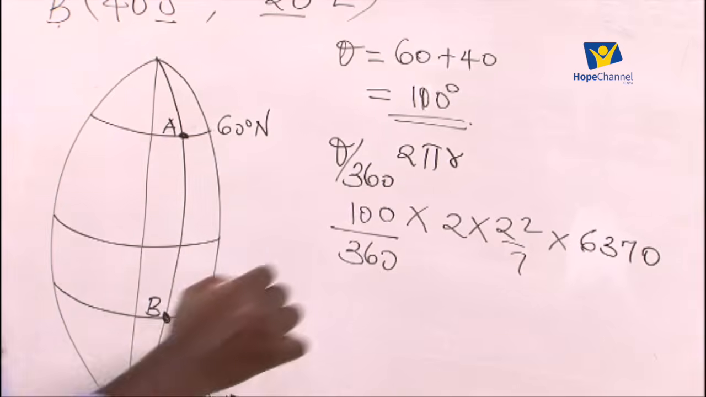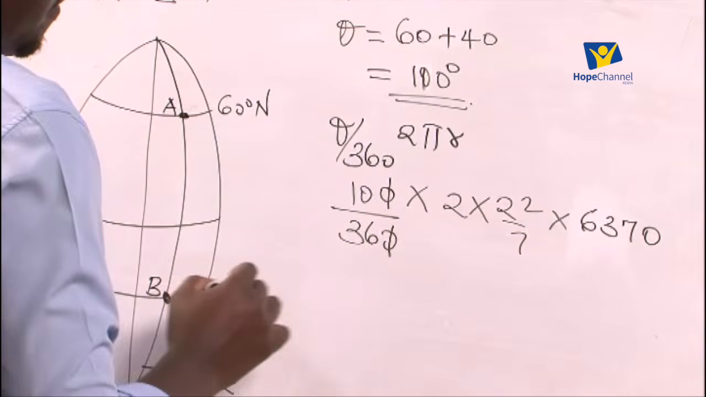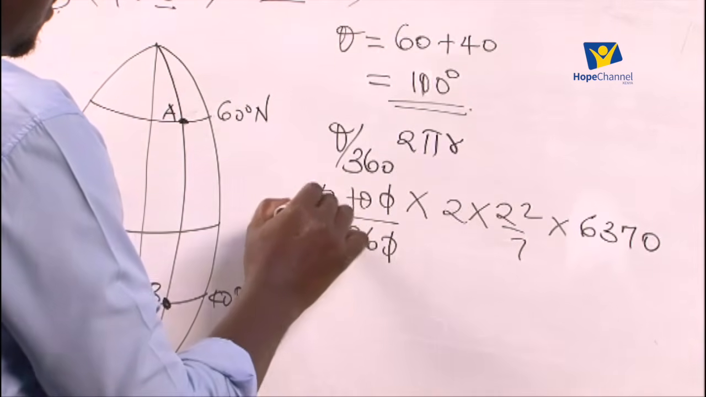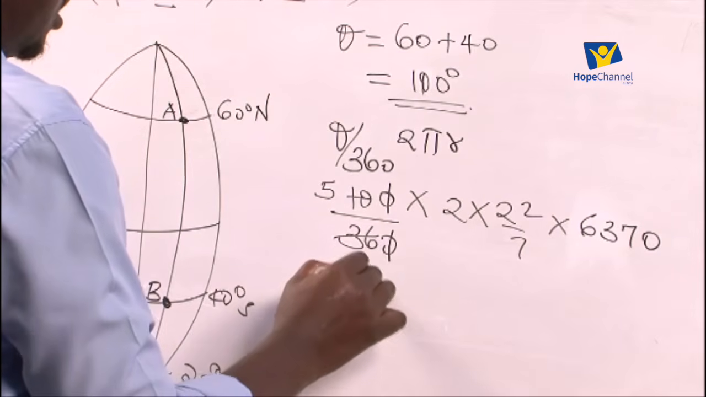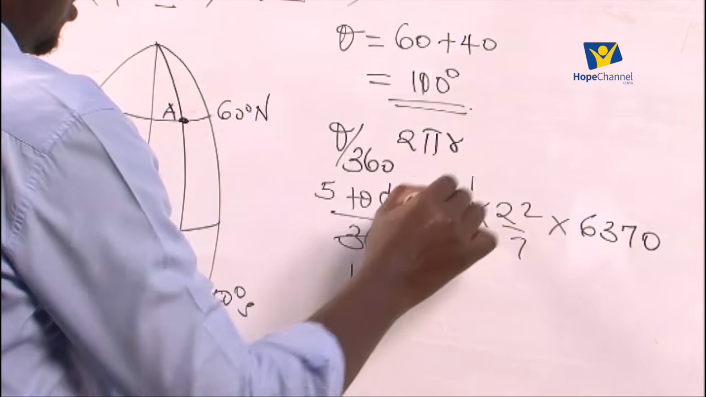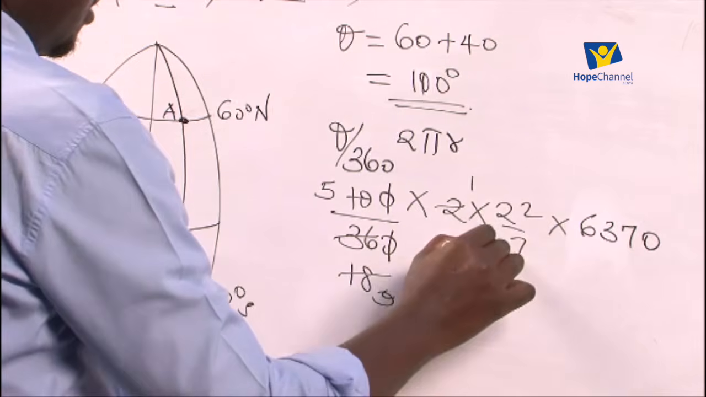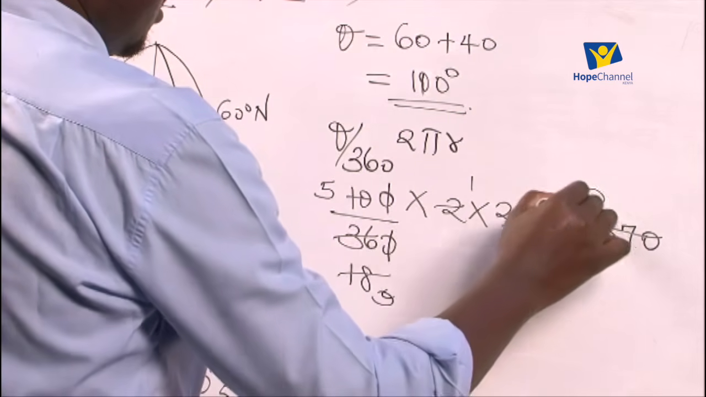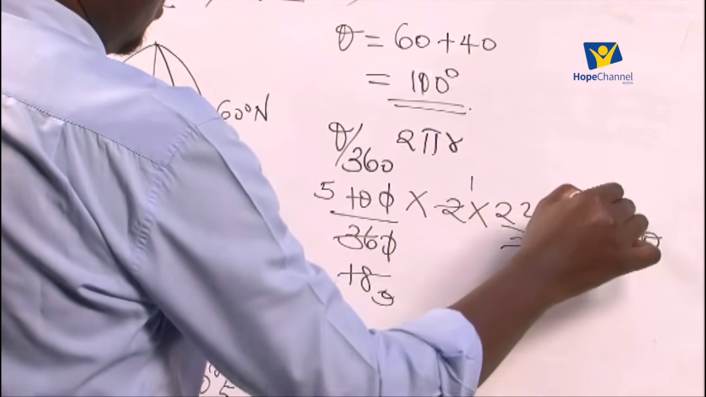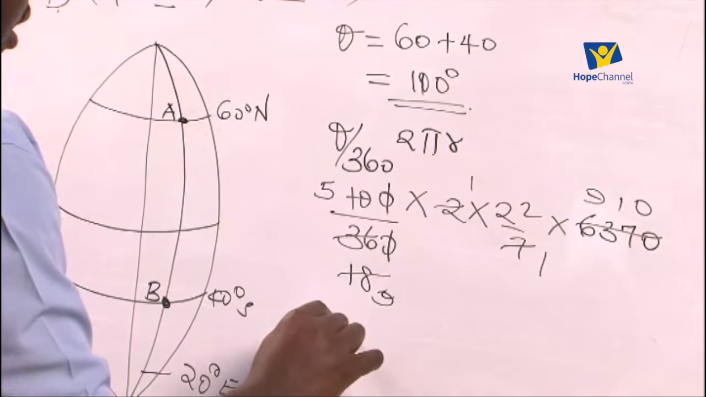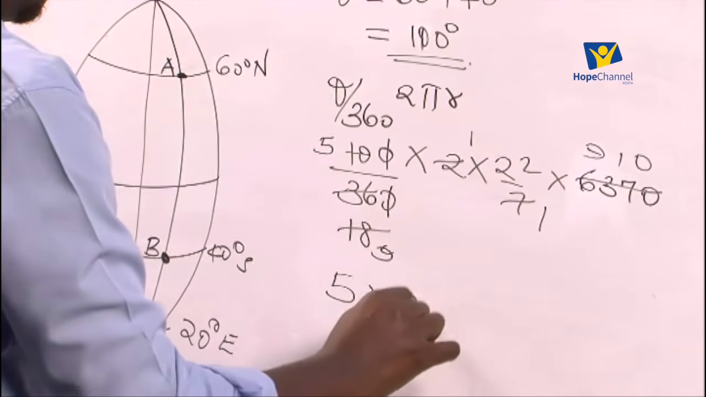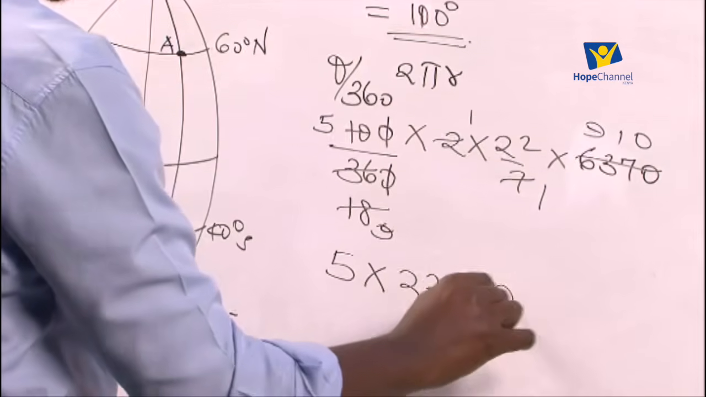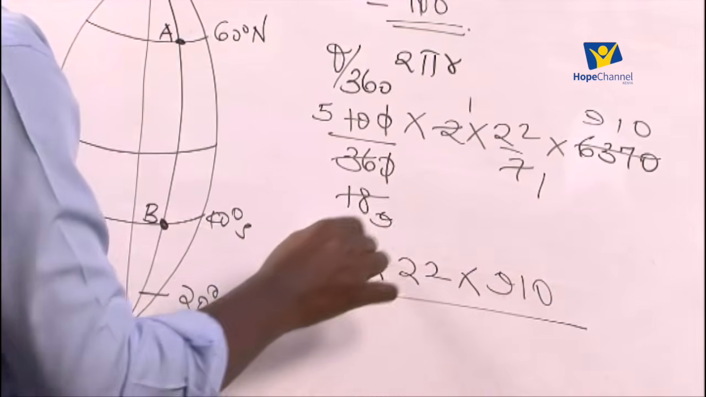So we proceed. The first 0 goes, then simplifying the numbers step by step. So I'm going to have 5 multiplied by 22 multiplied by 910 divided by 9.